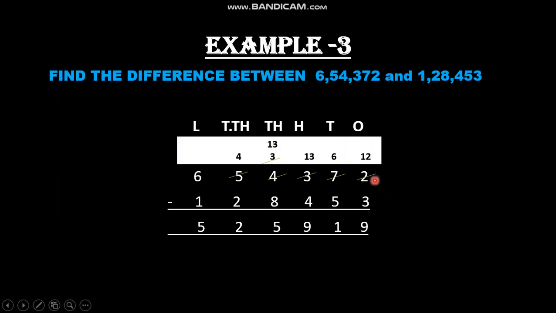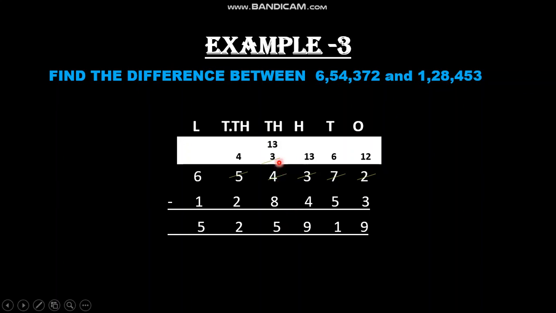Now we have here at the ones place 2 minus 3. Is that possible, children? No, that is not possible because we cannot take away 3 from 2. So we're going to borrow 10 from the tens place. So 10 plus 2 is 12. Now 12 minus 3 is 9. Now what is the number left here? It is 6. So 6 minus 5 is 1. So what is the next number? We have 3 minus 4. That is not possible. So we are going to borrow 10 from the thousand place. So that makes 10 plus 3 is 13. So 13 minus 4 is 9.